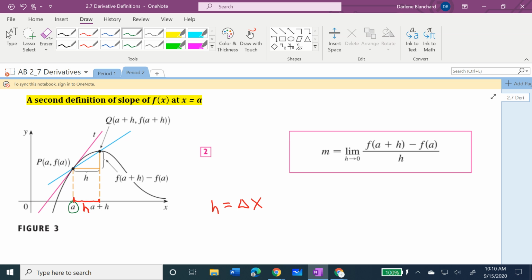Now, the x coordinate of Q is whatever number a happens to be plus this horizontal distance. And realize we can look at the limit as h approaches 0 from the right side of 0 and the left side of 0, so we do get two one-sided limits out of this. The change in x is just h. The change in y is the function value at that a plus h x coordinate minus the function value at a.